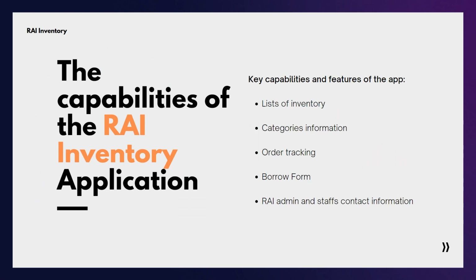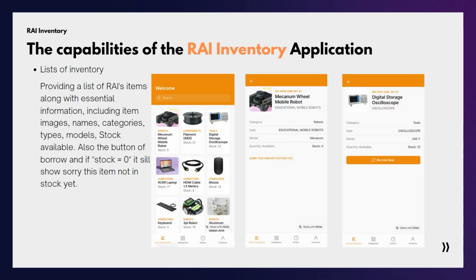The capabilities of the inventory application. Actually, there are more capabilities than this, but we try to list the key ones, the main ones that we would like to present to you. Here are the key capabilities and features of the application. There's a list of inventory, category information, order tracking, borrow form, and the information about the admin and staff. Let's get started with the list of inventory.